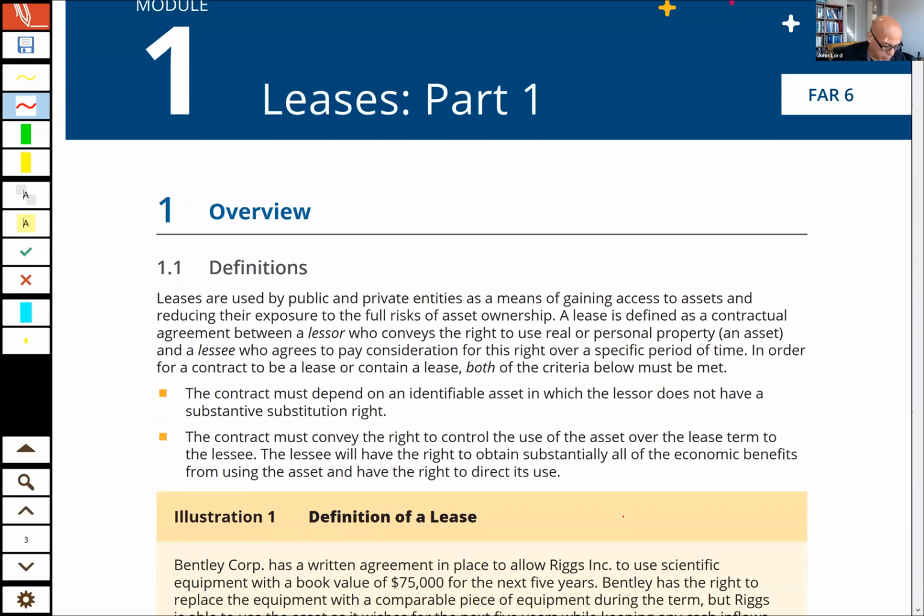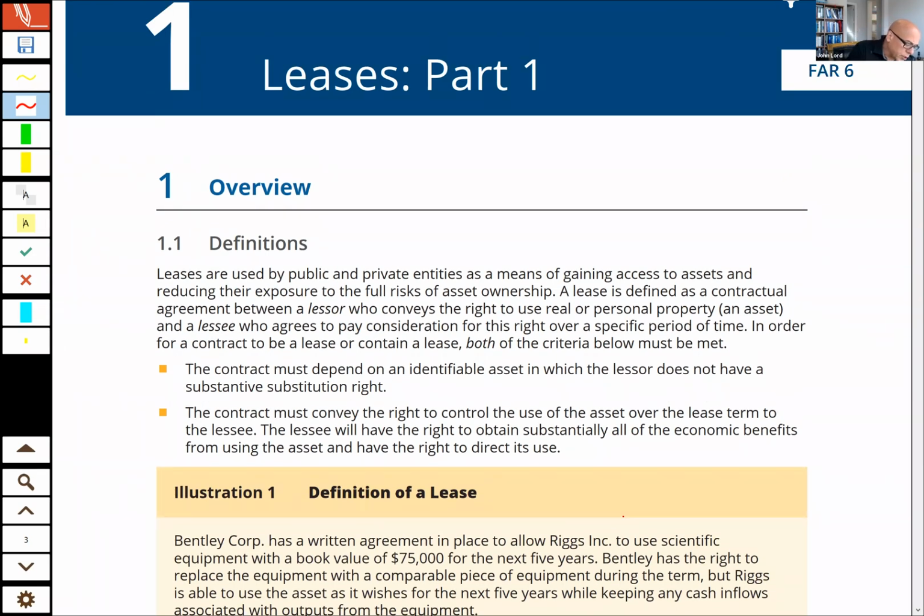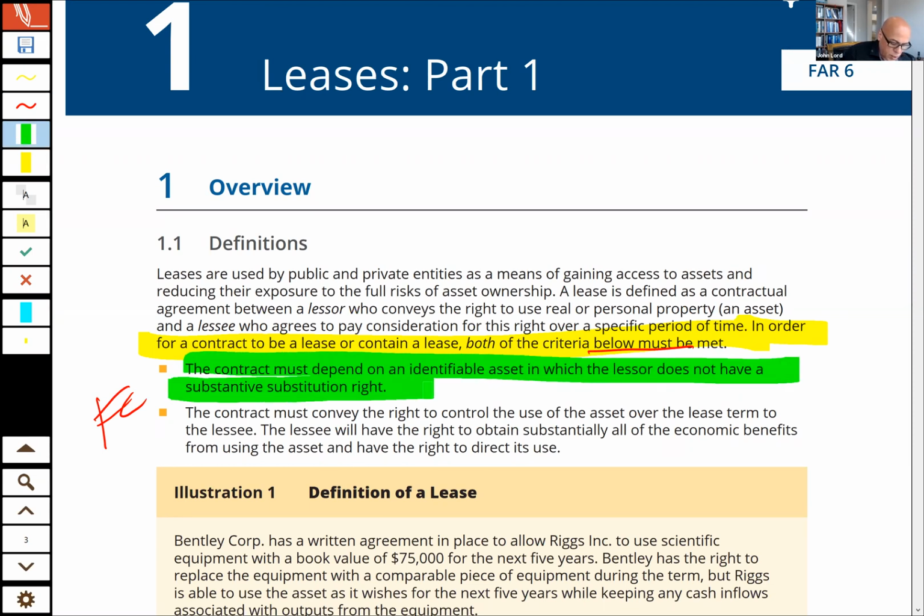Okay, good. Now, first, we're just going to take a quick look at some very basic things that really don't get much into the nature of questions that they'll ask you. But notice here that in order for a contract to even be considered a lease, it's going to have to meet the criteria here, both of them. So let's just go ahead and flashcard those. In order for a contract to be considered a lease, it must be based on an identifiable asset in which the lessor does not have a substantive substitution right. The lessor is the person that's leasing the property to the lessee.